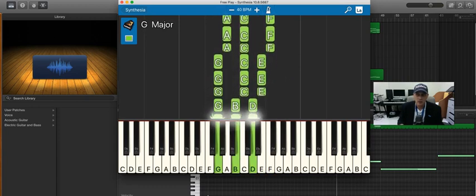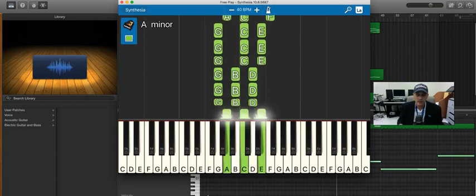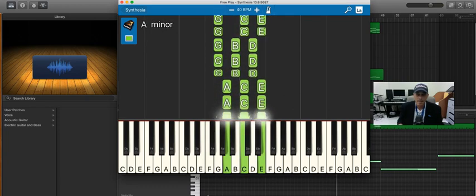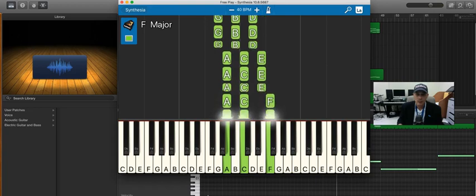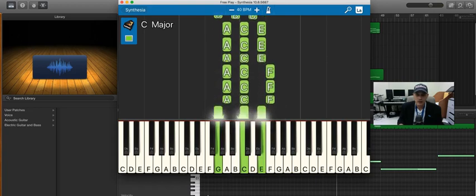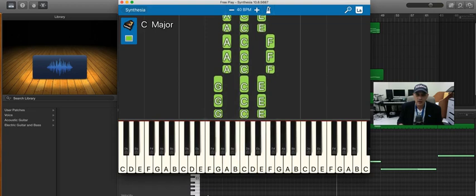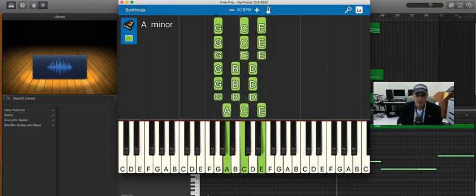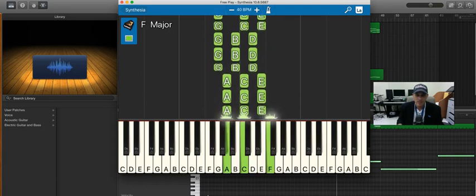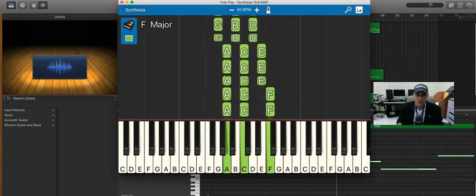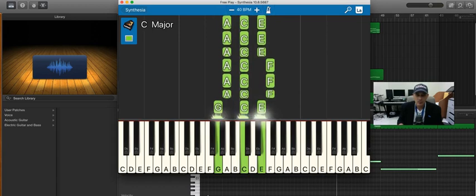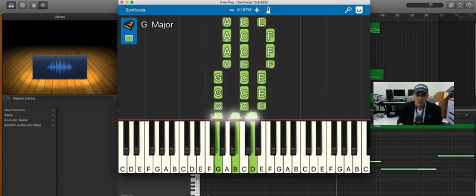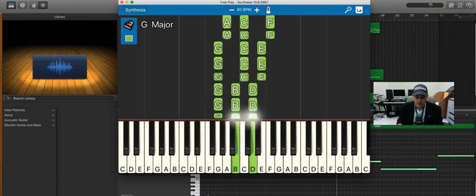Third time. C chord with GCE, GBD. Last time ACE. We're going to the bridge with DFA.